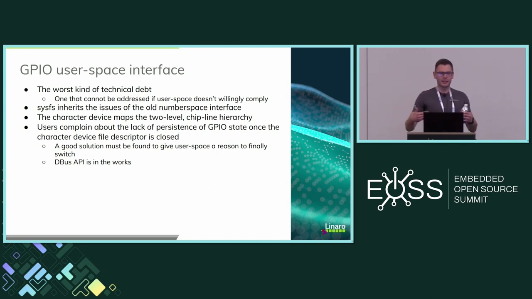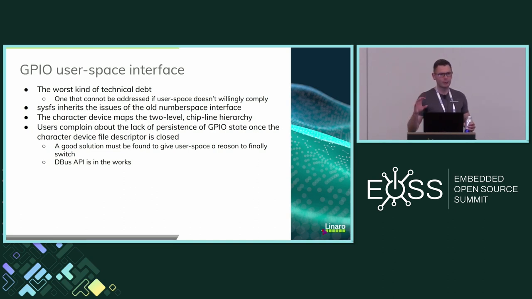But users don't care about the philosophy behind it. They want a persistent state, they want to toggle a GPIO, and they want it to keep the state. So we need to find a good solution, and the character device has been around for eight years now, and everyone really complains about the same thing. So I finally decided to manage this technical loan by providing an interface. I just posted a set of patches that implement a D-Bus API for GPIO.